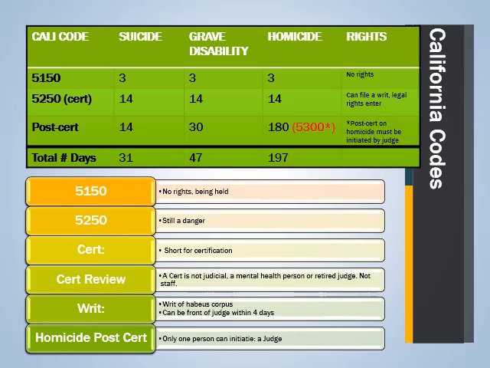So here are the codes in California. 5150, you have no rights. And it's important to remember 5150 is actually for adults, 5585 is for kids, and we'll talk more about that. But at this point, you have no rights. But once you get into 5250, which is the 14-day hold, now you're believed to still be a danger, but now you can file a writ of habeas corpus. You start to have legal rights. And post-certification, there's a split between the different reasons you're being held, and different laws apply.